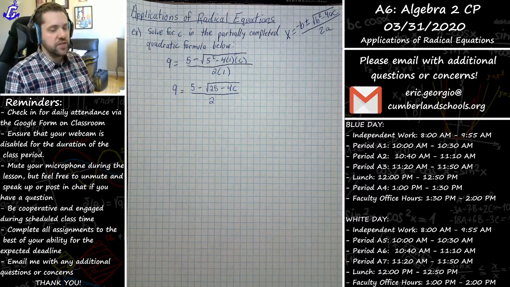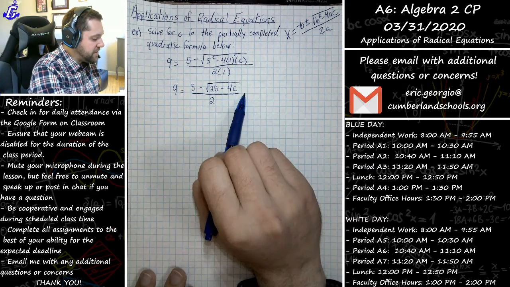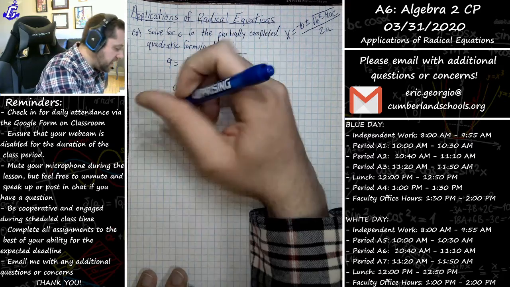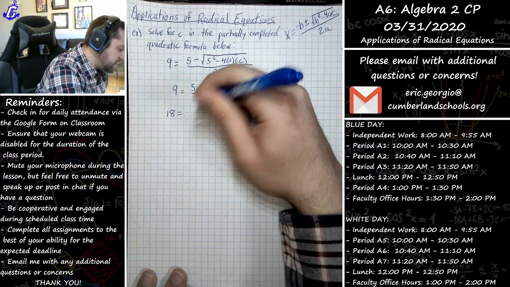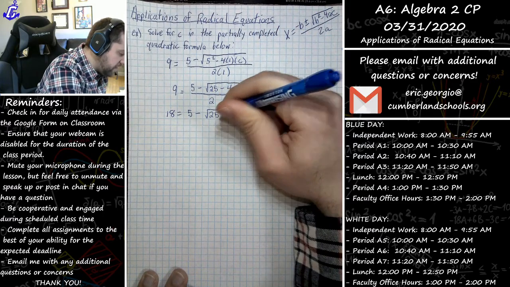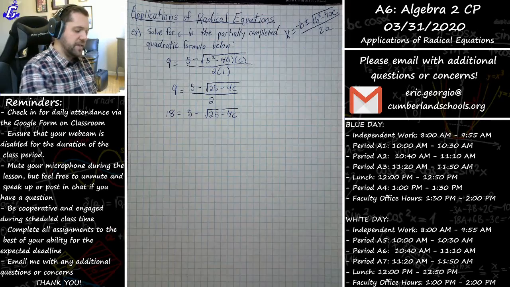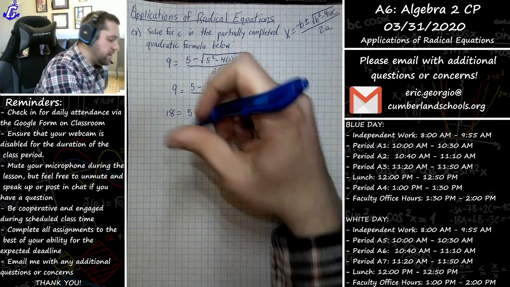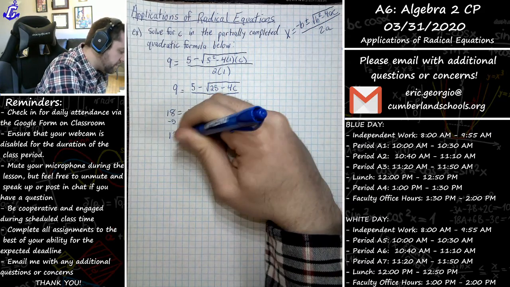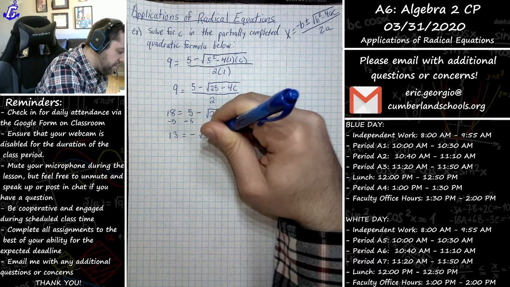Doing some of those calculations you can do in your head, right? Now I see everything here is divided by 2. We definitely want to get rid of that big division by 2 by multiplying by 2 on both sides, giving me 18 is equal to 5 minus the square root of 25 minus 4c, right? Just multiplied everything by 2. Let's isolate the radical like we're used to doing. I'm going to subtract 5 from both sides. That gives me now 13 is equal to the opposite of the square root of 25 minus 4c.